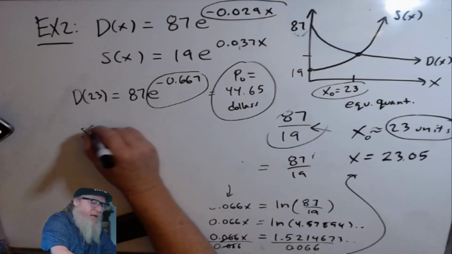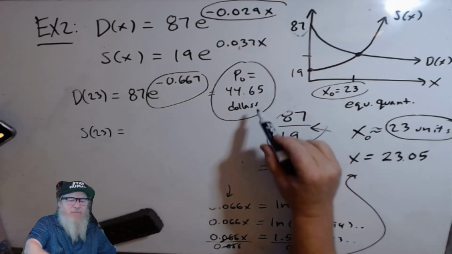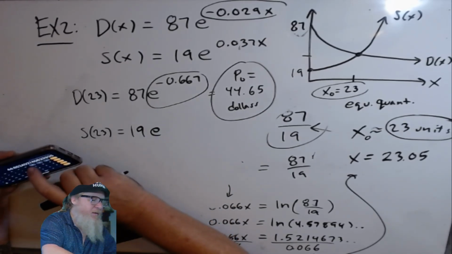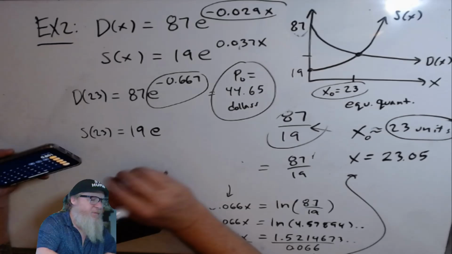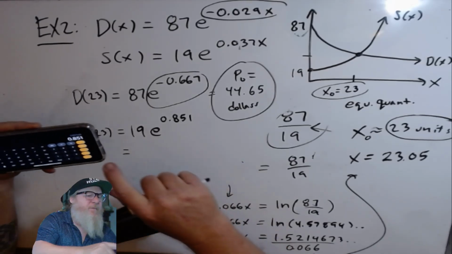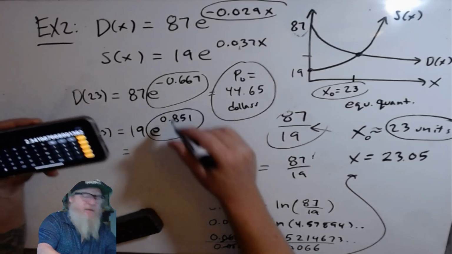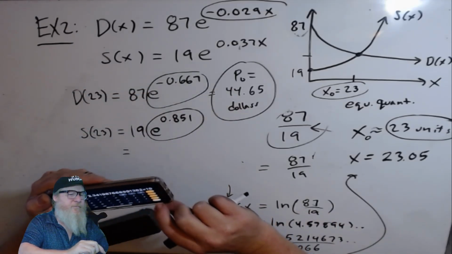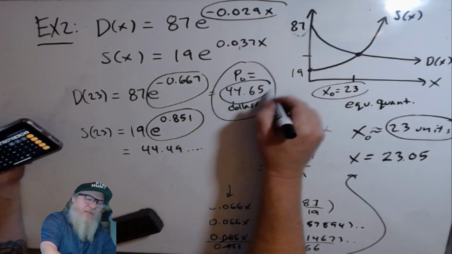Let's test that the supply gives us the same amount. Now, because I rounded, it could be slightly off. That will accept a small amount of error. Let's see. 0.037 times 23. So my power is 0.851. All right, and then we'll do our E. So I'm up to here on the calculator, and then times 19. 44.49. Close enough.